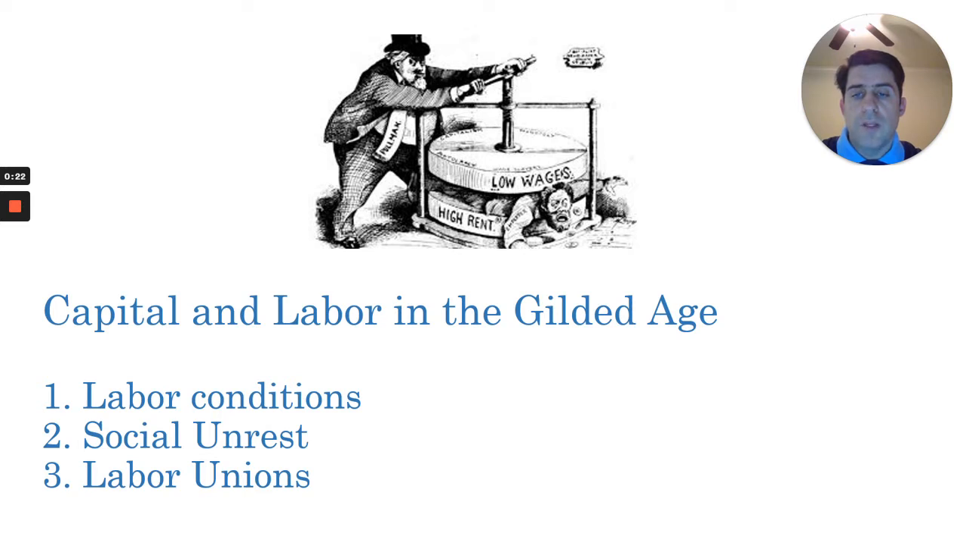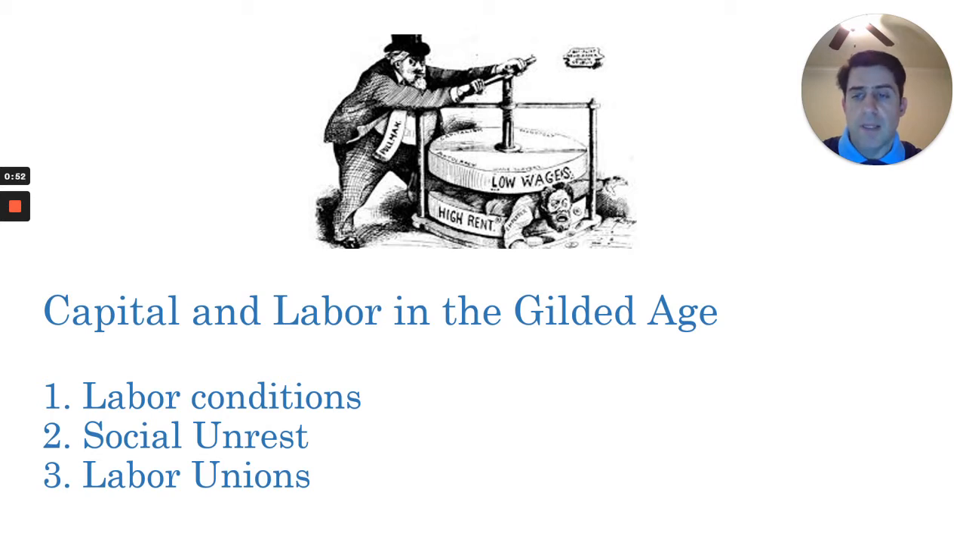This lecture is for February 12th, 2021, and we will shift gears from our discussion on the New South and the establishment of Jim Crow segregation, both politically and socially, that we discussed in the first two lectures of this week. And we'll take a look at capital and labor in the Gilded Age.